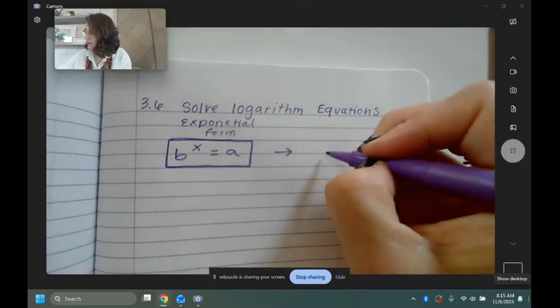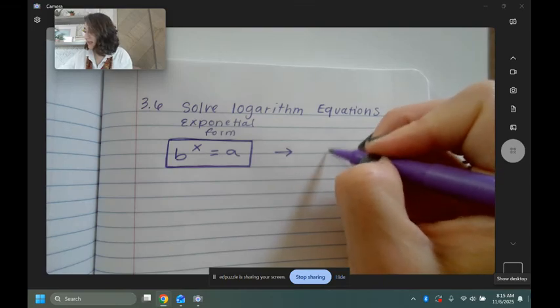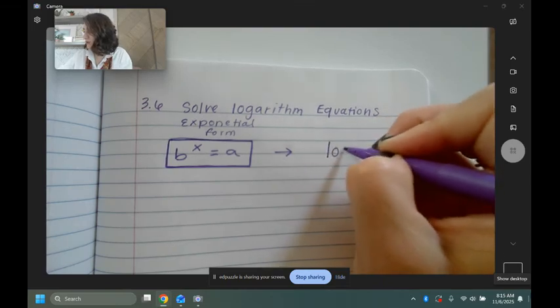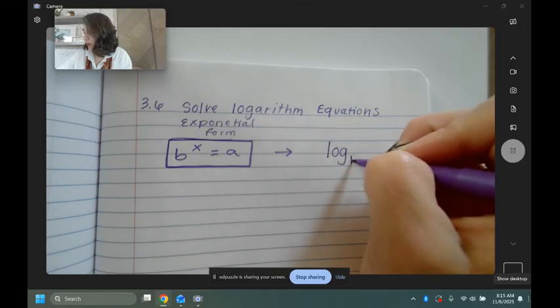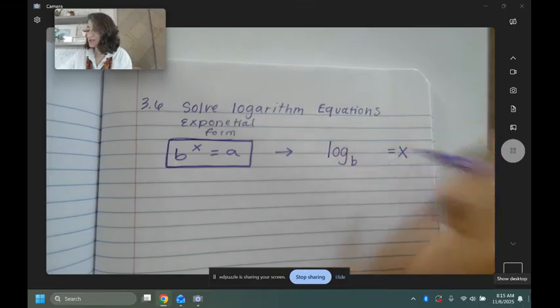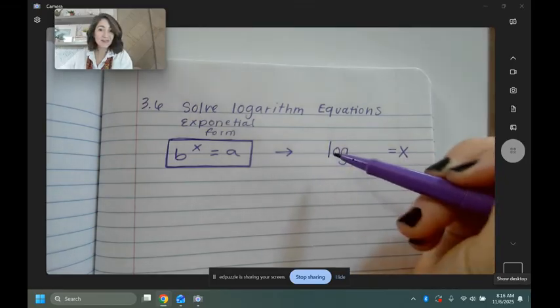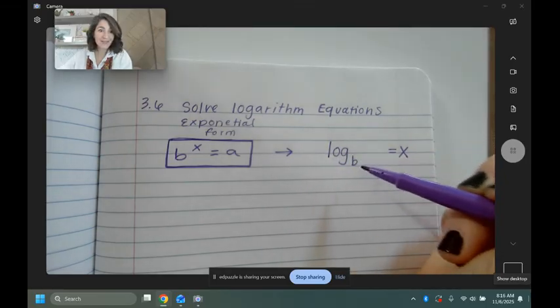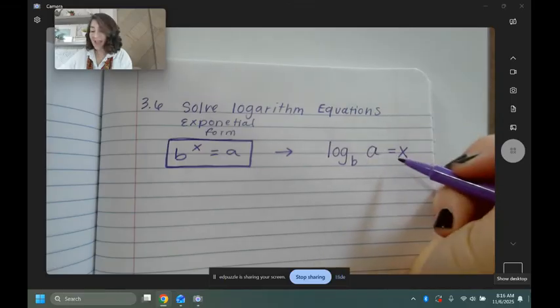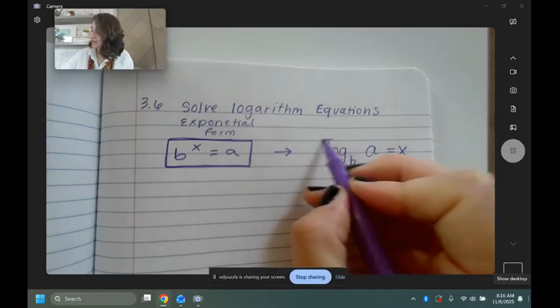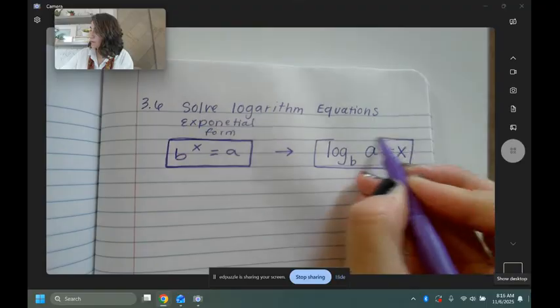So the logarithm is really helpful because you are solving for the x. Like the answer is the exponent. Base is still the base. So this says log base b of a is x. This is the logarithm form.